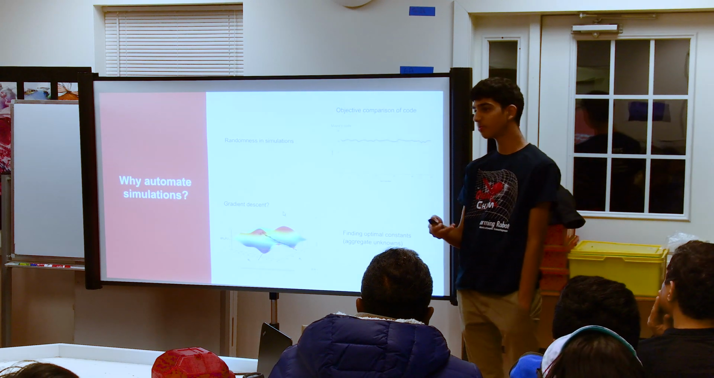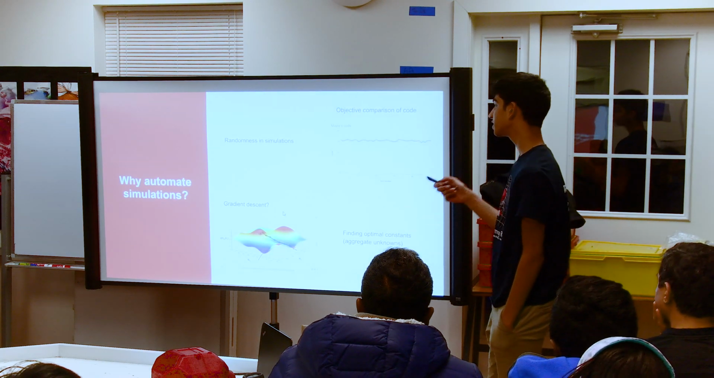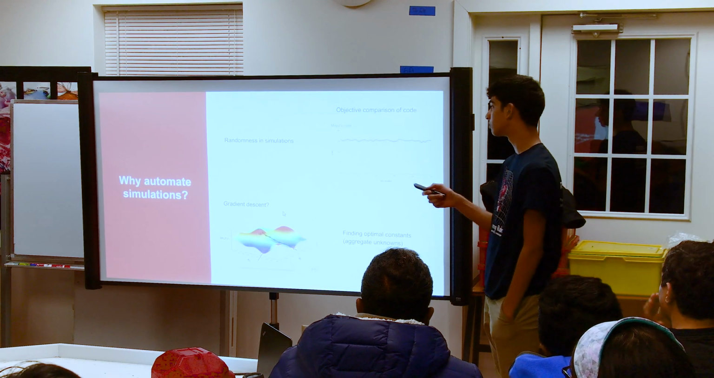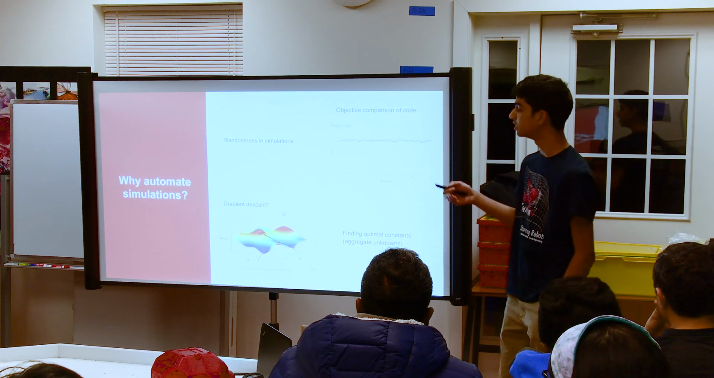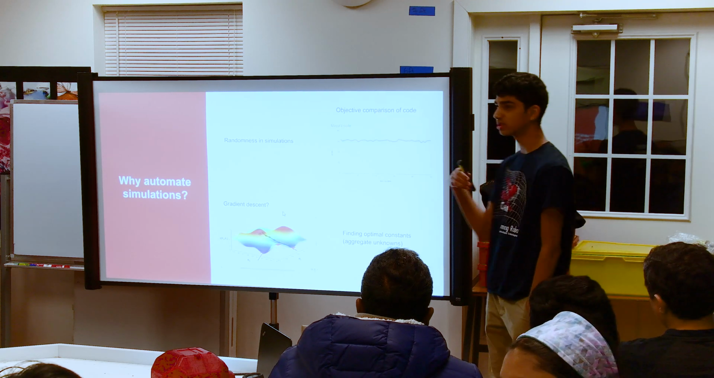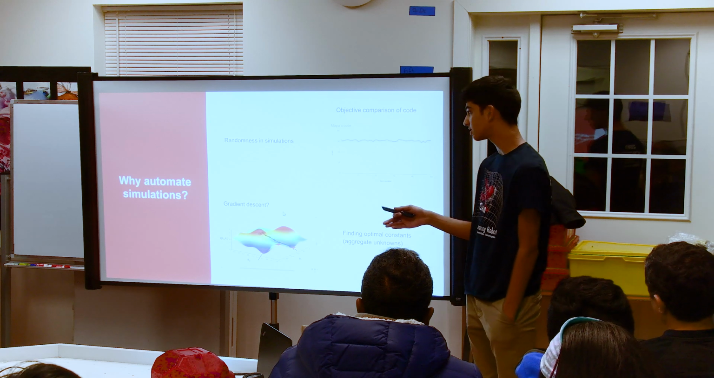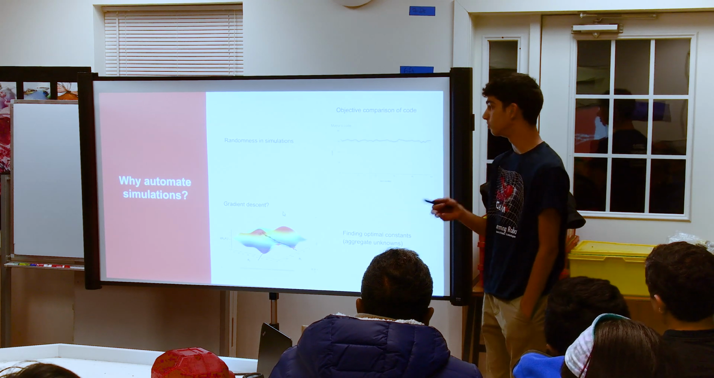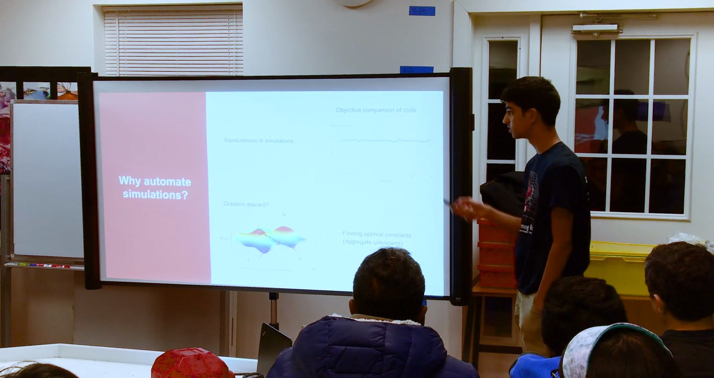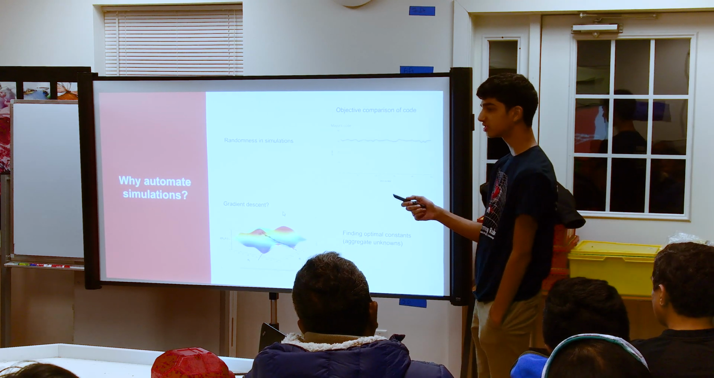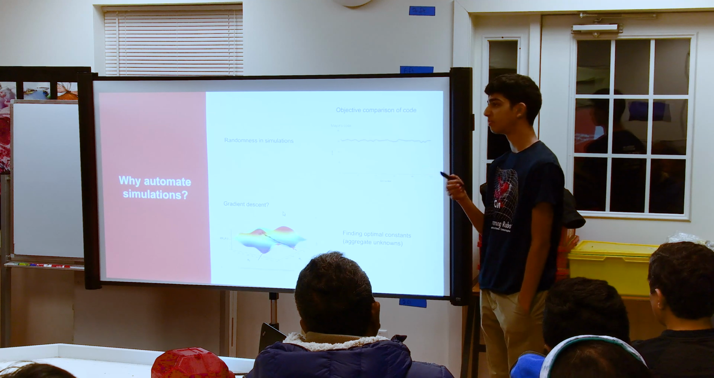Alright, so why are we automating simulations? The biggest reason is that each simulation is basically random. There's random factors that occur in each simulation. So if you were to test a piece of code and simulate that one code, let's say 10 times, each of those simulations would be unique because of the randomness that ZeroRobotics introduces in the simulations. So one way they introduce randomness is dependent on the game.